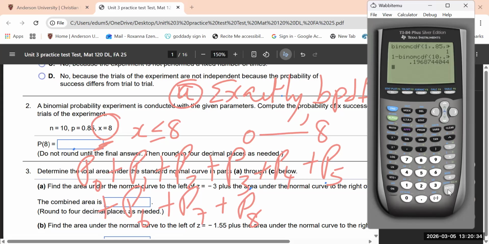So there are maybe 3 or 4 cases. Case number 1, when I have an exactly question, then I use PDF. When I have the probability of a random variable less than or equal to, then I use CDF, accumulated to the left. But if I am given the probability that the random variable is greater than the value given to me, then I'll use an at least. At least means 1 minus binomial CDF.